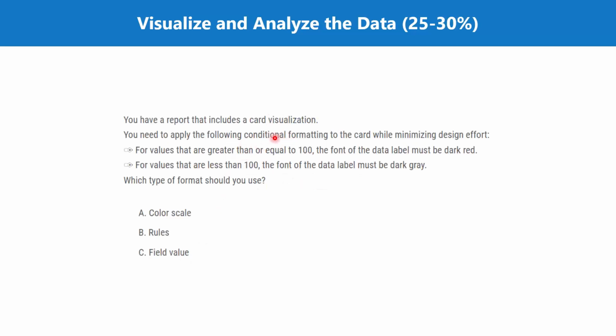This is a case of conditional formatting, and we can create a rule based on the data label, and select a color based on the value that is being shown in the card visualization. If it is greater than or equal to 100, we can specify the color to be dark red, and if the value is less than 100, we can specify the data label to be dark gray. So this conditional format will be applied on the color of the measure, or whatever thing we are showing in the card visualization. So rules based formatting is the correct answer.